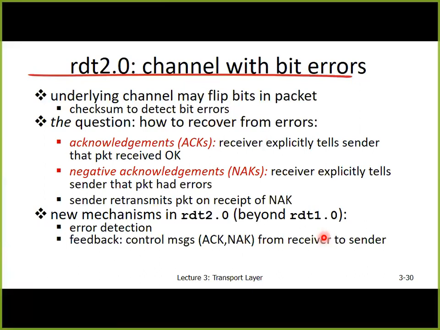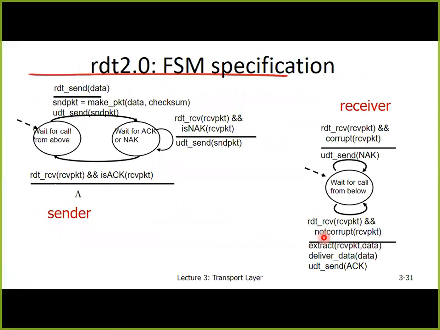So what new mechanisms do we need now? We need to have error detection and feedback control. Okay, so here is now our reliable data transfer 2.0 finite state machine specification. So on the sending side, we sit around, we just wait until we have a call from above to send some data. Okay, so when we get the call to send data, we make a packet with the data, add a checksum to it. We call unreliable data transfer, send, and then we transition to the state where we're waiting now for an acknowledgement or a negative acknowledgement.